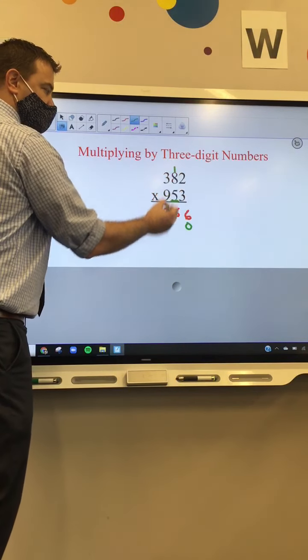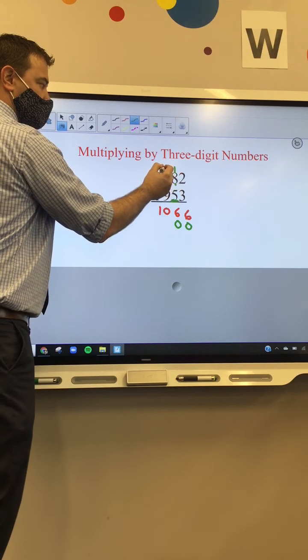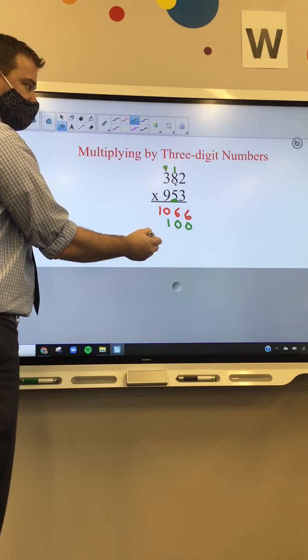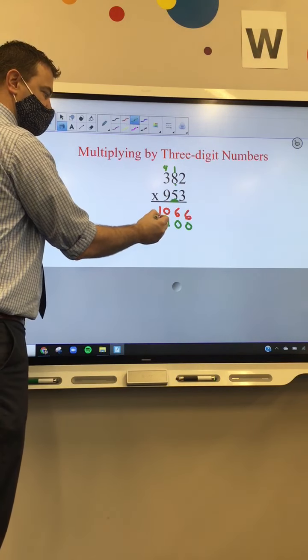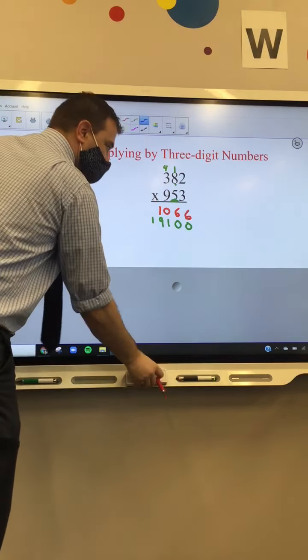5 times 2 is 10. 5 times 8 is 40, plus 1 more is 41. 5 times 3 is 15, plus 4 is 19. Okay, we've done that up to this point. Here's what it looks like now when we actually go to the 3rd digit.